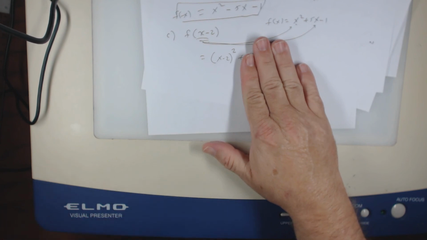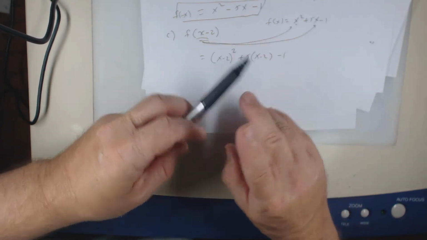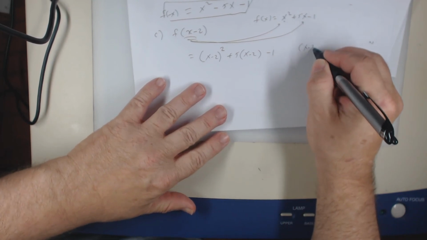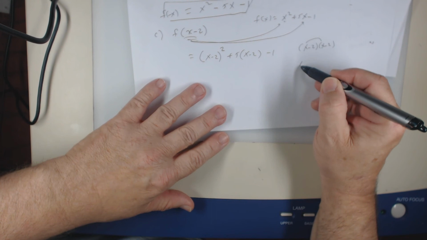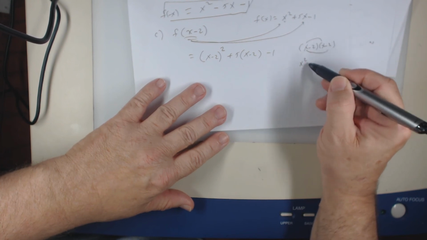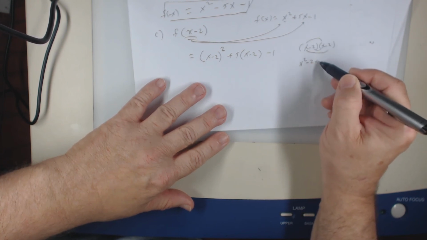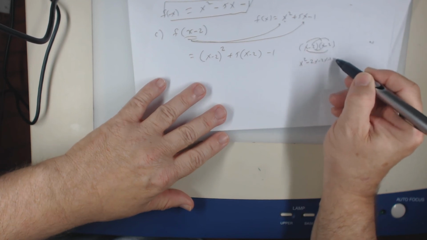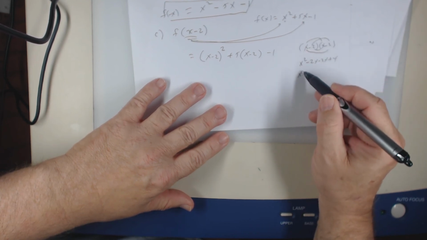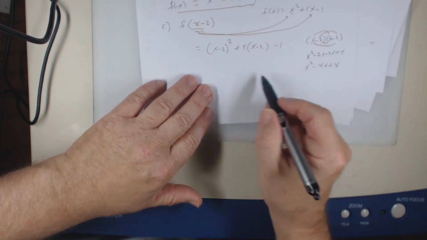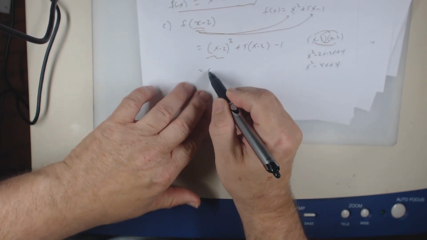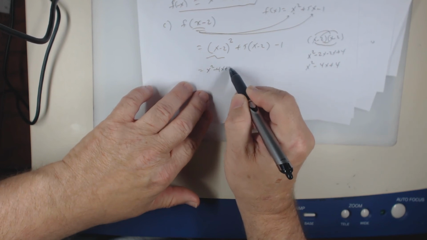And if I cover this part up, how do you deal with this? You have to FOIL, right? Okay, you have to FOIL. So watch, x minus 2 times x minus 2. FOIL, what's x times x? What's the outer? What's the inner? What's the last? Combine like terms. Y'all agree? Okay, so that's x squared minus 4x plus 4.